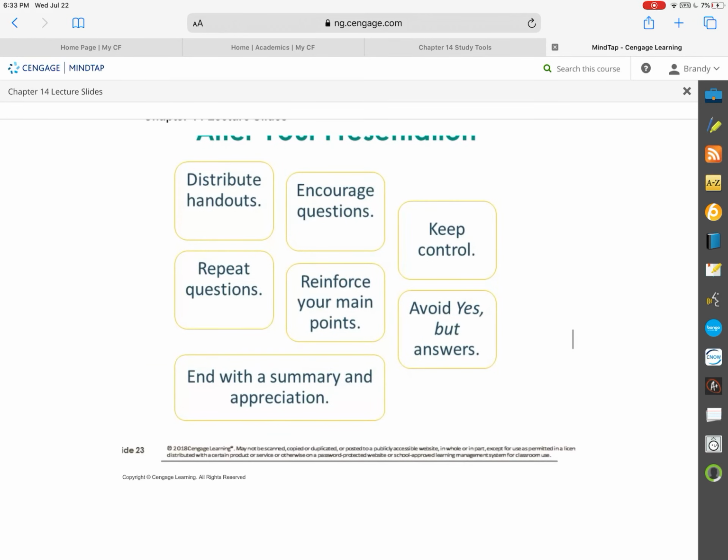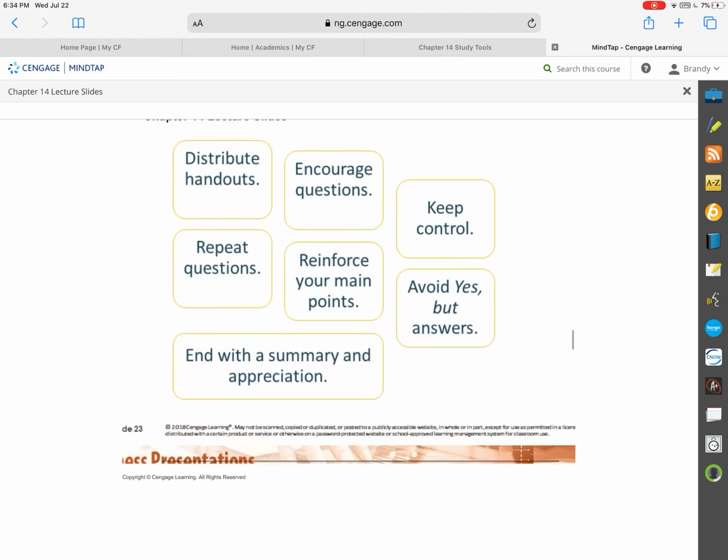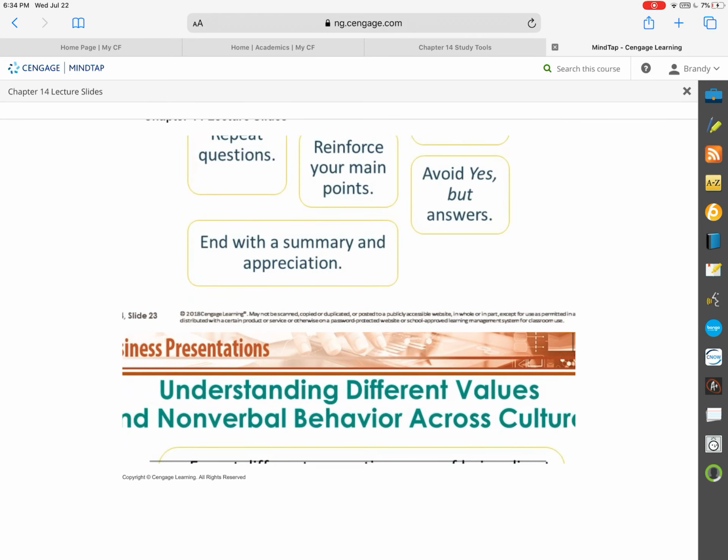And then after, hand out your handouts. Distribute those handouts. You don't ever want to do that before because it'll be a distraction. Always make sure you reinforce your main points at the end. And then make sure you keep control throughout and at the end, and definitely in your question and answers. Let people know, I'm only going to take 3 questions, or I'm only going to take questions for about 2 minutes, or whatever the case may be. And be kind of picky about the kind of questions that you're taking.